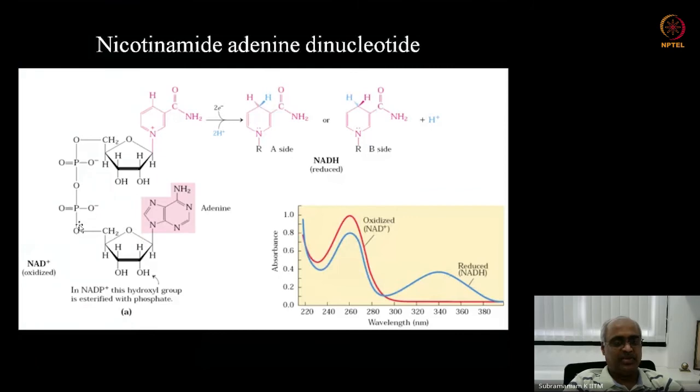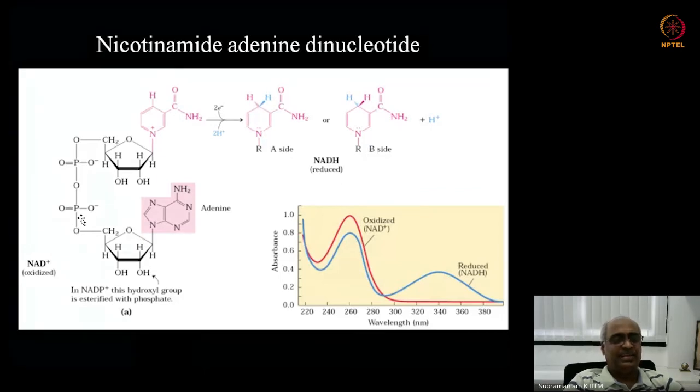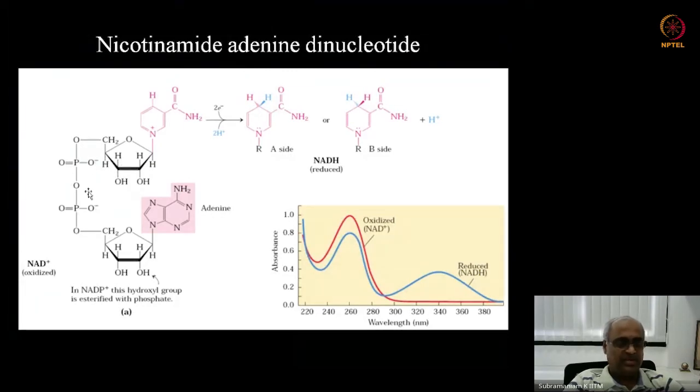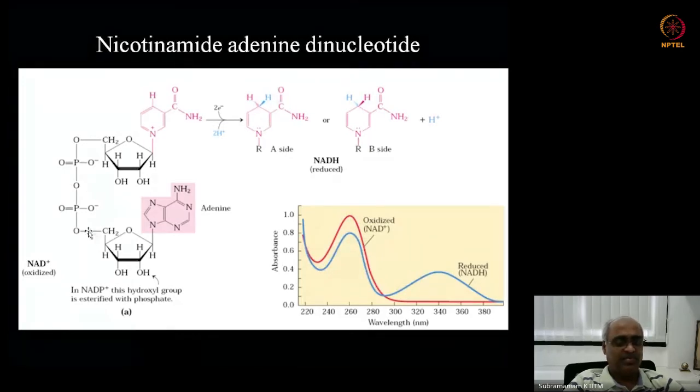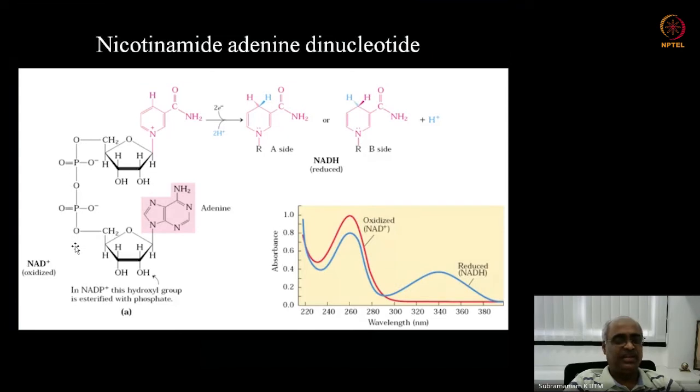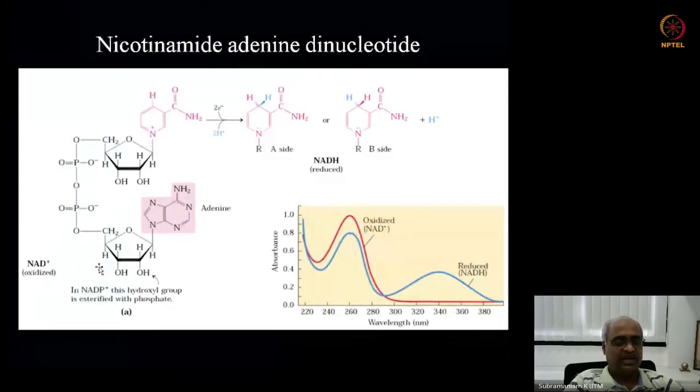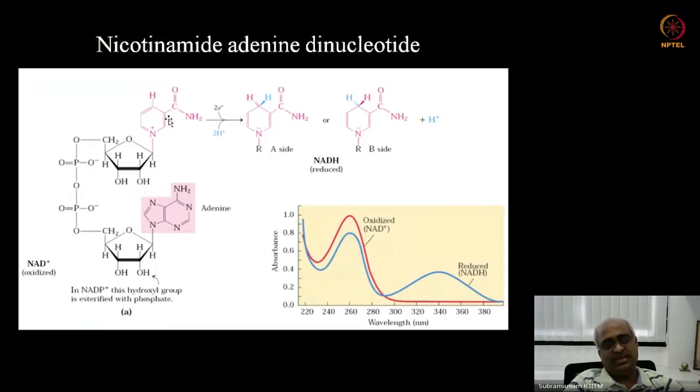So there is no new thing here. The only thing is you have another ribose that is in a phosphodiester bond, just like in nucleic acids. The only thing is here both are with the 5th carbon instead of 3 and 5. In nucleic acids you have 5 attached to the 3. Here it is 5, 5. And a new nitrogenous base, that is this nicotinamide.